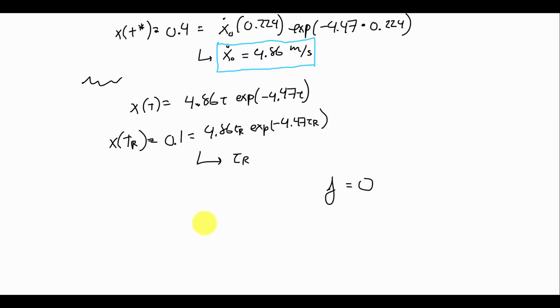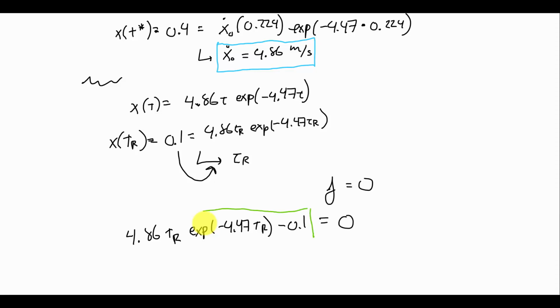We can just take the left-hand side and move it over to the other side. So I'll rewrite this. I'll also switch sides here. And now I'll subtract 0.1, and now that is equal to 0. So this expression is what I can put into fzero, and it's going to tell me the TR, the value of TR that makes this left-hand side equal to 0.